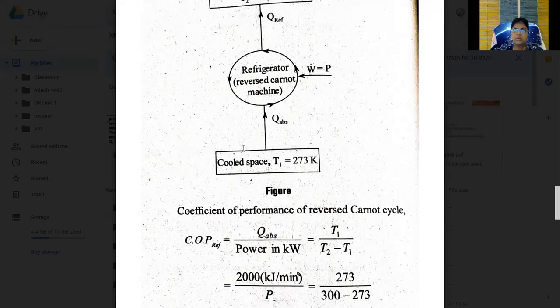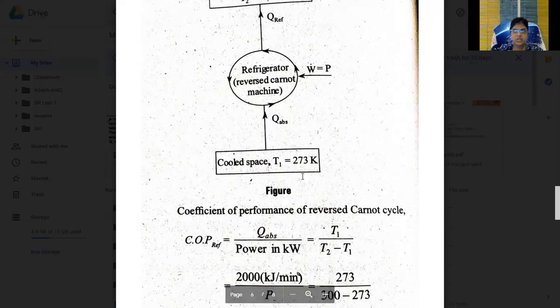So cooling is nothing but the cooled space. That is nothing but the sink. So the sink is our desired effect for refrigerator, and the source is for heat pump. Our desired effect for refrigerator is the sink. Sink is nothing but the cooled space. That is Q absorbed over the power.